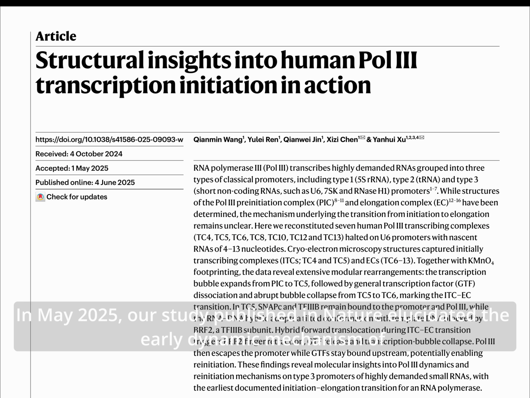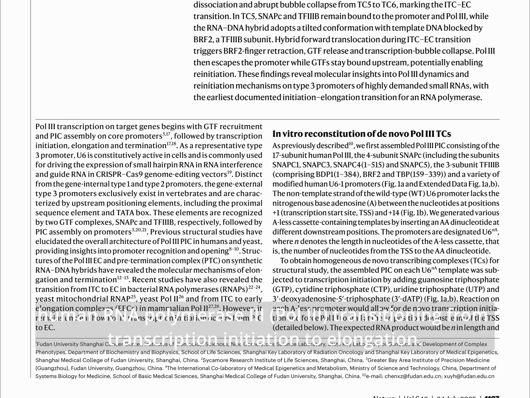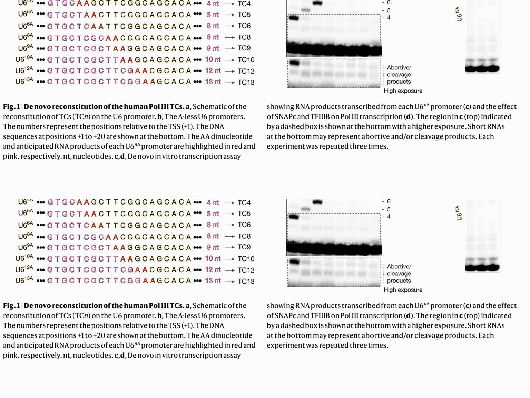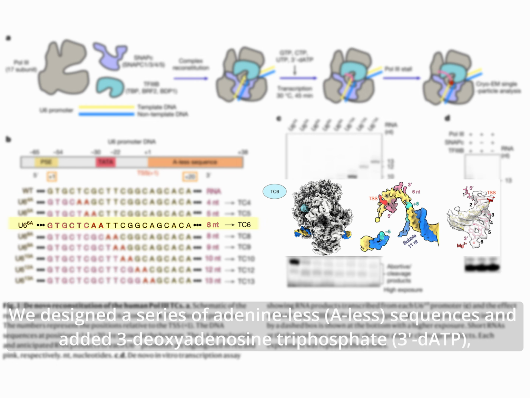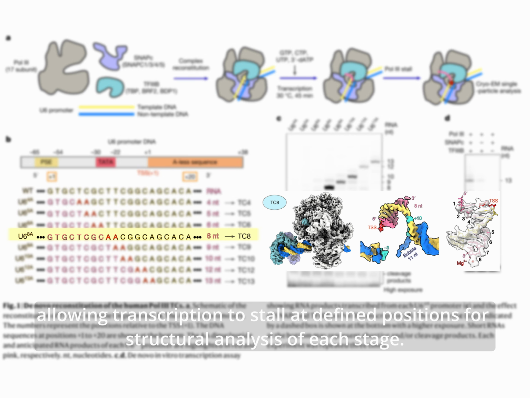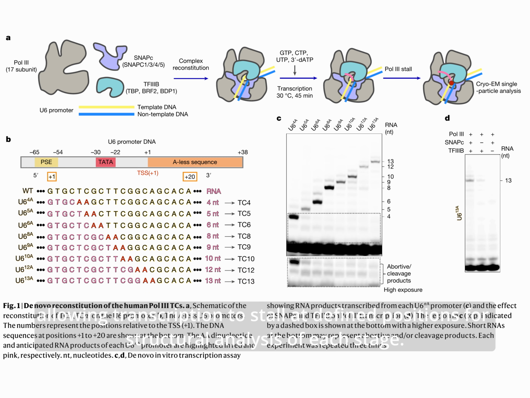In May 2025, our study published in Nature elucidated the early dynamic mechanism of human RNA polymerase III transitioning from transcription initiation to elongation. We designed a series of adenine-less sequences and added 3-deoxyadenosine triphosphate, allowing transcription to stall at defined positions for structural analysis of each stage.